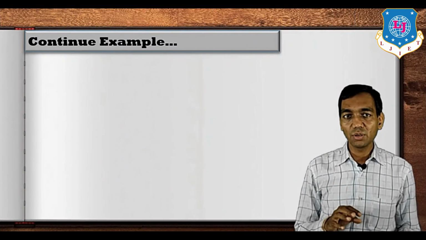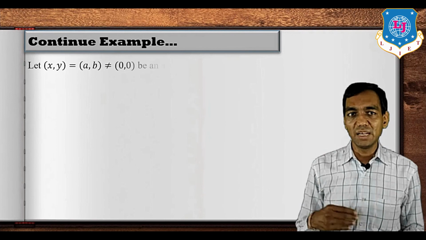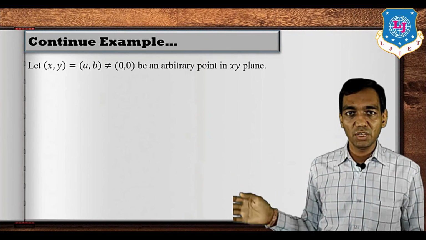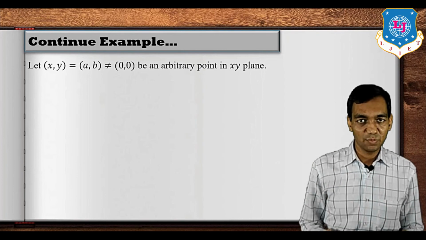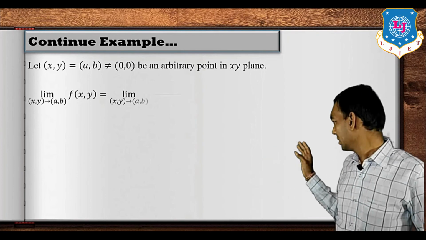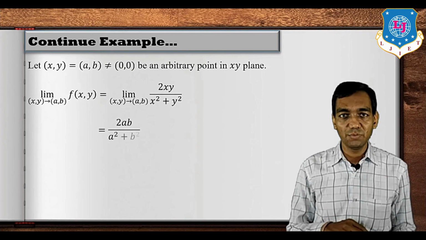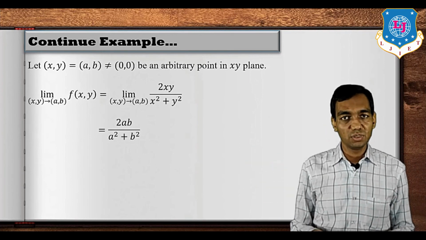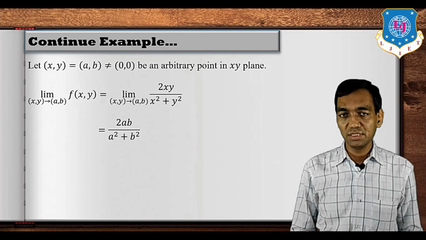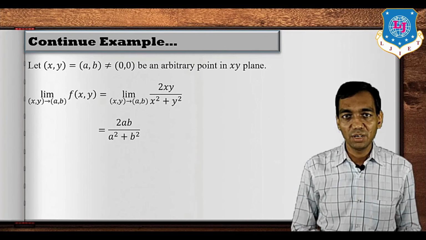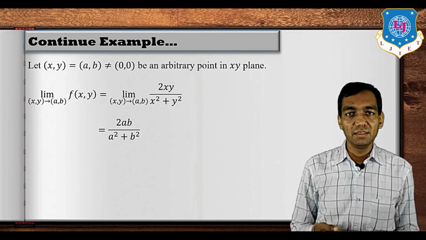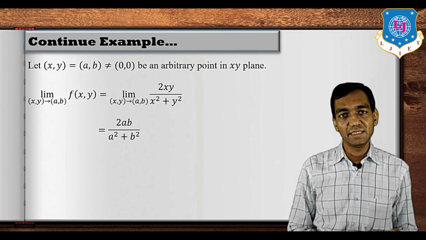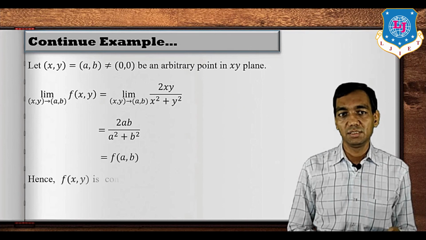Now, we are going to check the continuity by the simple substitution method. Let x comma y is equal to a comma b, not equal to 0, 0, be any arbitrary point. If you find the limit as x, y tends to a, b of f of x, y, then you will have the answer 2ab upon a square plus b square, because the denominator is non-zero, so you can substitute the values directly. That's why this value is non-zero, so the function is continuous everywhere except the point 0 comma 0.